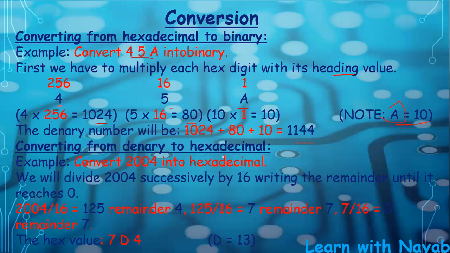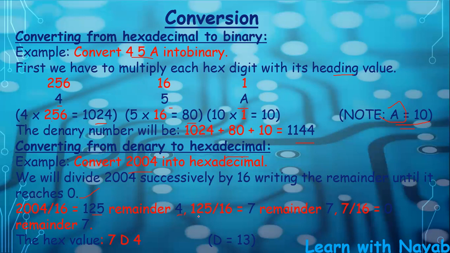Converting from denary to hexadecimal. For example, convert 2004 into hexadecimal. We will divide 2004 successively by 16, writing the remainder until it reaches 0, just like the binary method. So 2004 divided by 16 equals 125, and the remainder is 4.